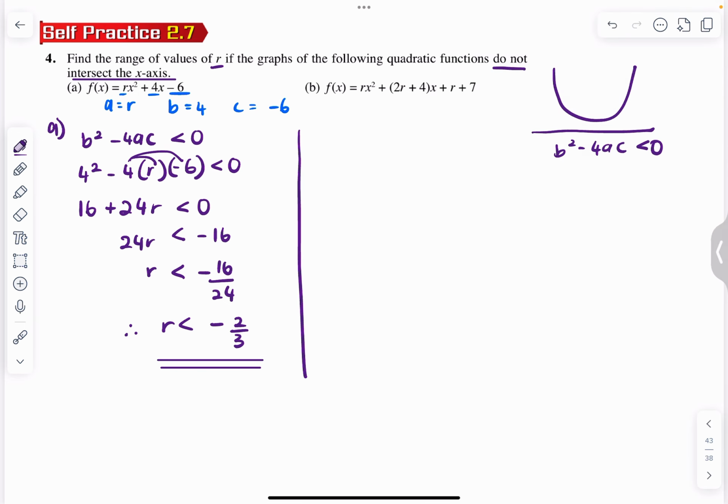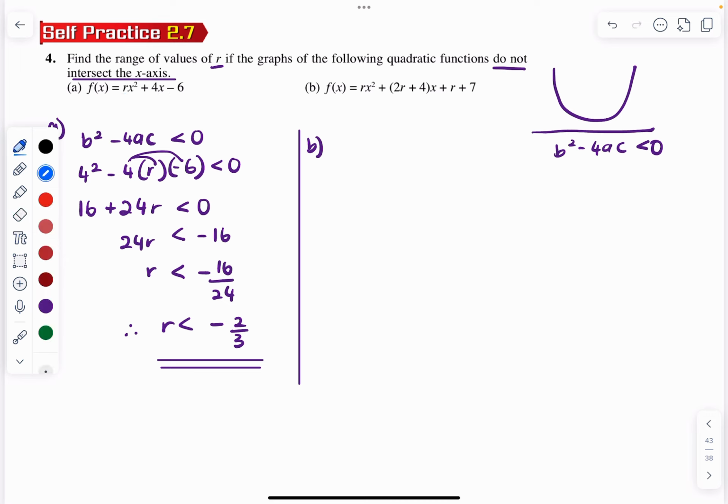Okay, then let's get b. Let's move this all to this side. Okay, never mind, I just erase this. Okay, for b, our a will be r, because that's the coefficient of x squared. Our b will be this whole thing. And our c will be the constants. So r plus 7. So we put this into our equation.